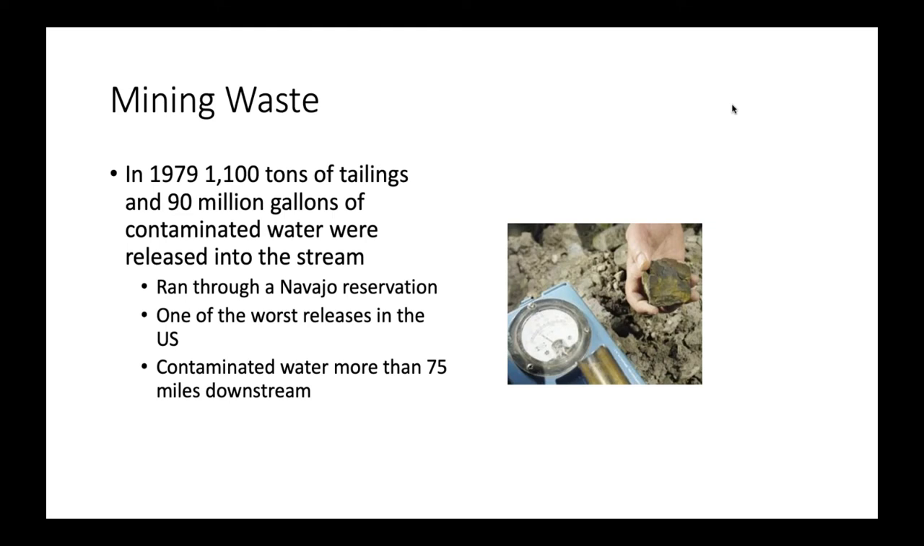Okay, mining waste: 1,100 tons of tailings and 90 million gallons of contaminated water were released into a stream on a Navajo reservation. A lot of these deposits of uranium that are concentrated enough to be mineable are located out in the west, and a lot of them are in areas adjoining or even on Indian reservations. They've had a few incidents with that. I think there are something like 500 mines now on Navajo and other Indian reservations that the EPA is trying to secure and clean up.